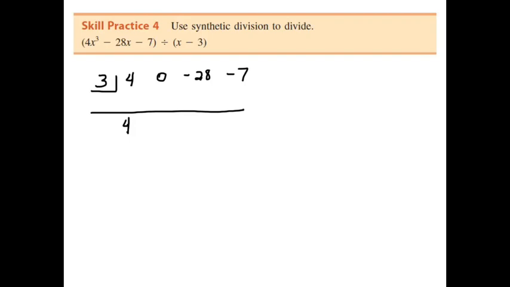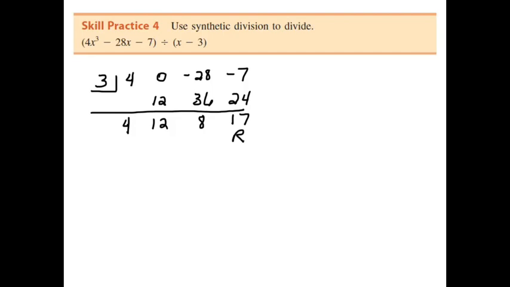4 times 3 is 12. 0 plus 12 is 12. 3 times 12 is 36. 36 minus 28 is 8. 8 times 3 is 24. And 24 minus 7 is 17. And so remember, this is your remainder.